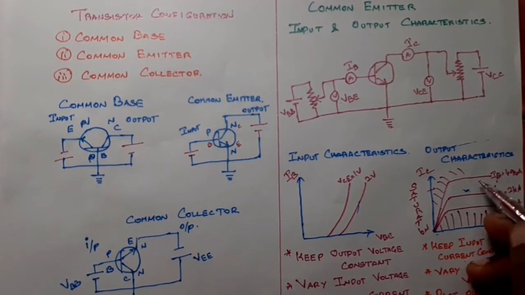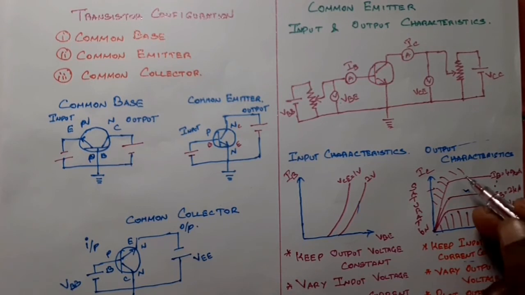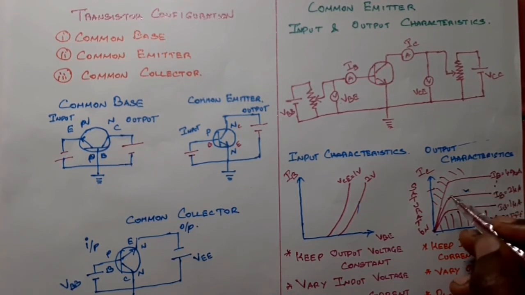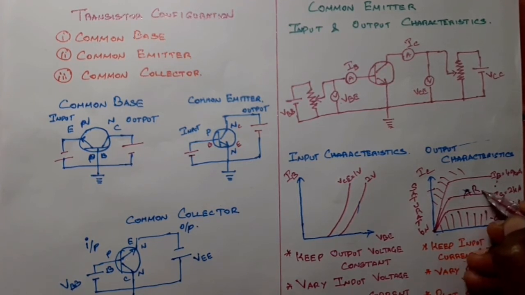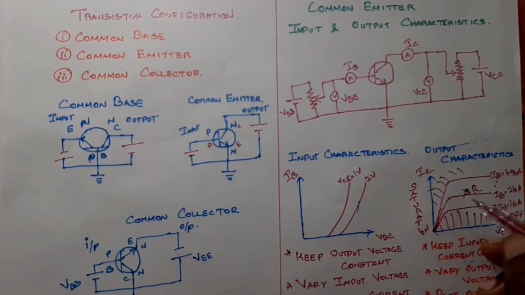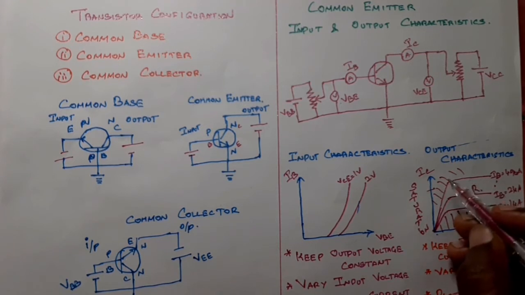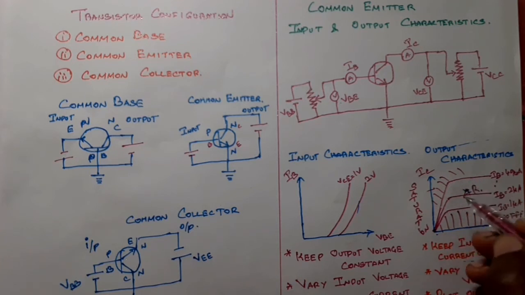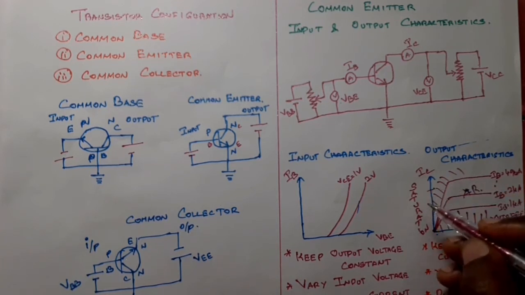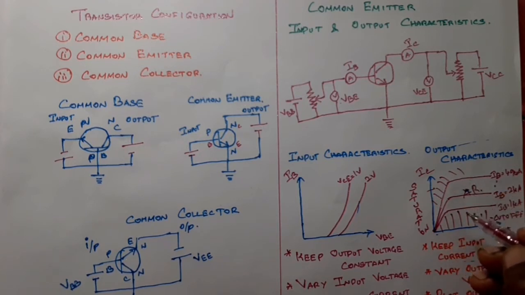The region in between saturation and cutoff, in which you get variation in the output with respect to the input, is called the active region. We should know this properly. One is the cutoff region: if your IB is very low, no output will come in the circuit. If you increase IB very largely, the same output as before keeps coming again and again. That is the saturation region. The region in between saturation and cutoff is the active region.